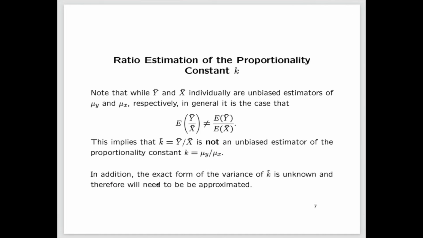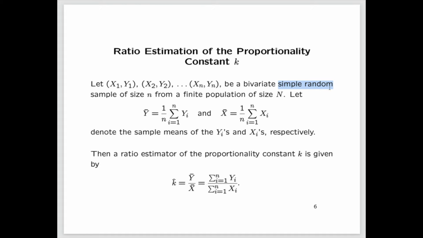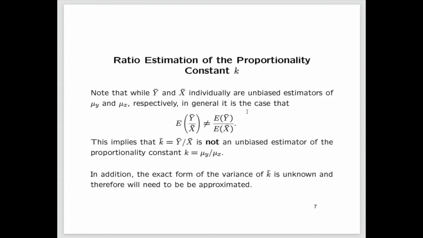Now note that while y bar and x bar individually are unbiased estimators of mu sub y and mu sub x respectively, and by the way, that should be fairly clear by this point because these are the means of sample data that are part of a simple random sample selected from the population.